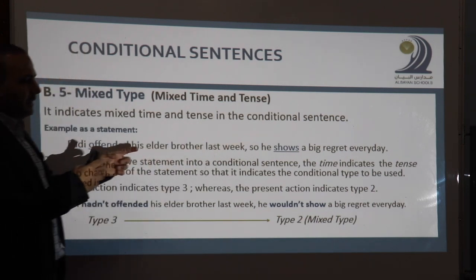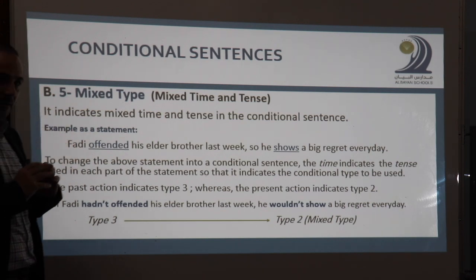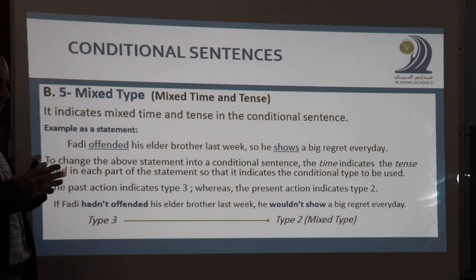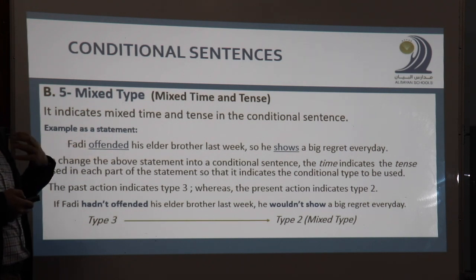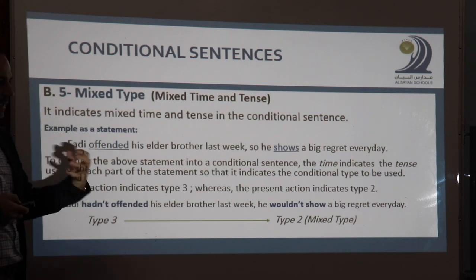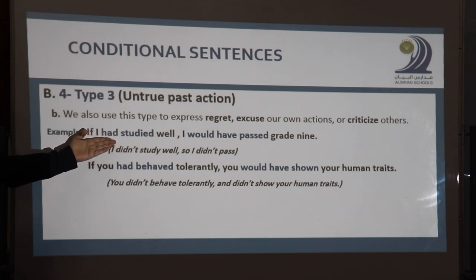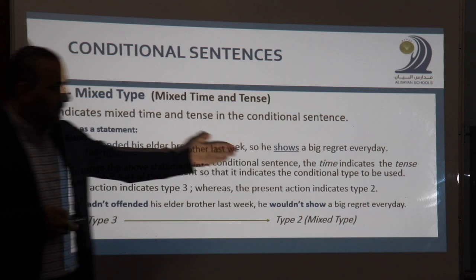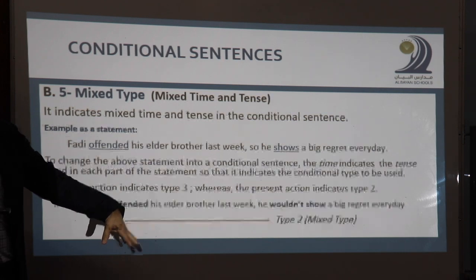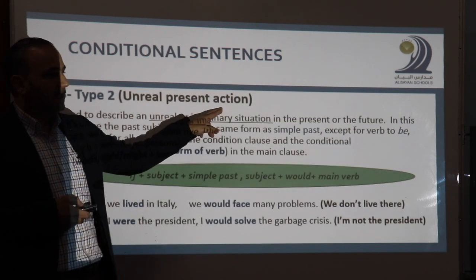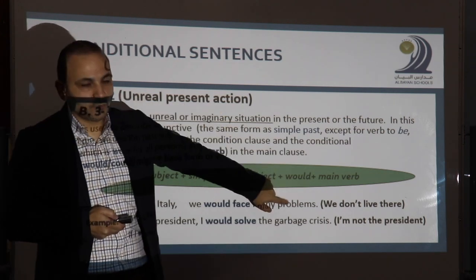Fadi offended his elder brother. I'm repeating it just to be careful, please, to understand it well. Fadi offended. If he didn't offend, you're talking about what? An action that didn't happen in the past. Didn't happen, unreal. You are imagining that it didn't happen in the past. It didn't happen in the past, we use past perfect. As if it doesn't take place in the present. Yani unreal present situation. That's unreal present situation. So we use what? Type 2. The result of type 2, would plus main verb.